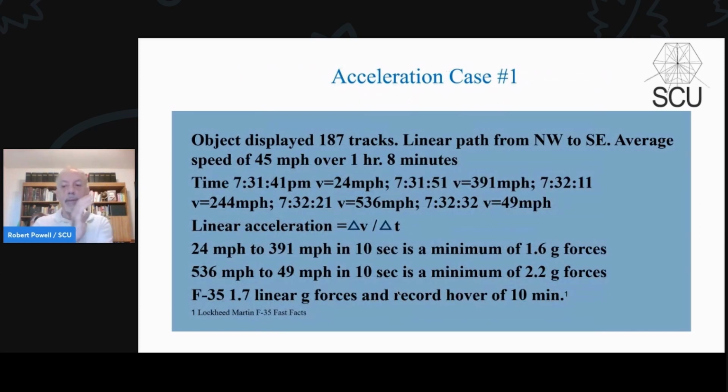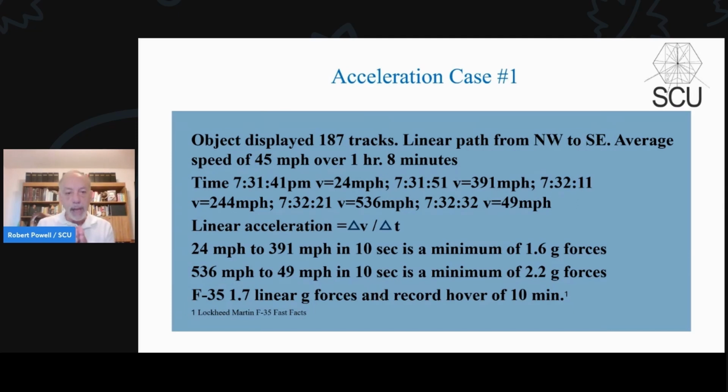Okay, now I want to talk about 2 cases where I calculated the acceleration. The first slide here is the one you just saw, right, with the 187 tracks. It's a linear path going from the northwest to the southeast. The average speed across those 187 tracks, and remember, you get a track every 10 seconds as the radar rotates, was 45 miles per hour over 1 hour and 8 minutes.